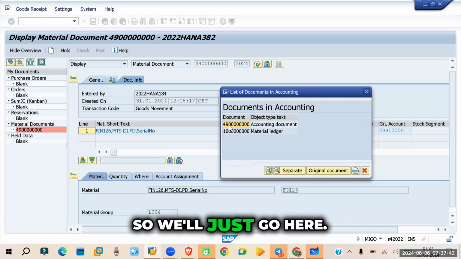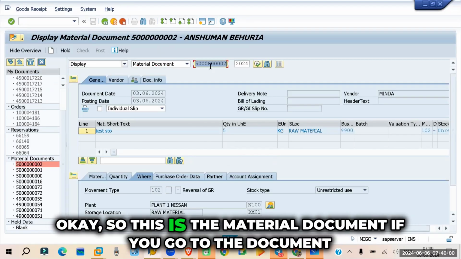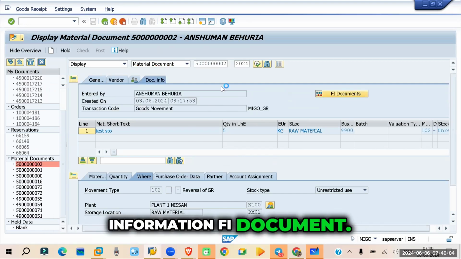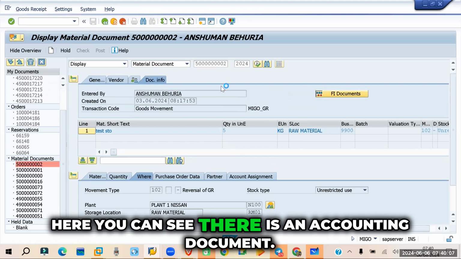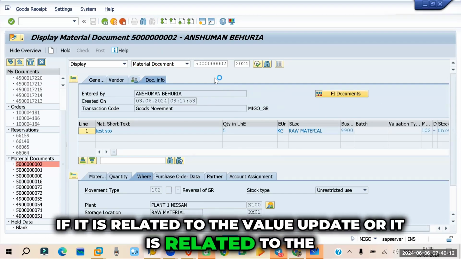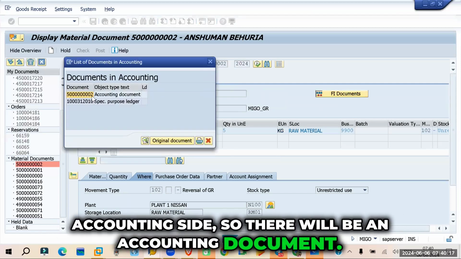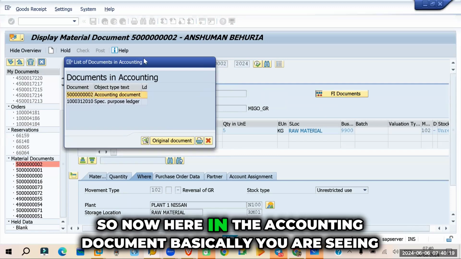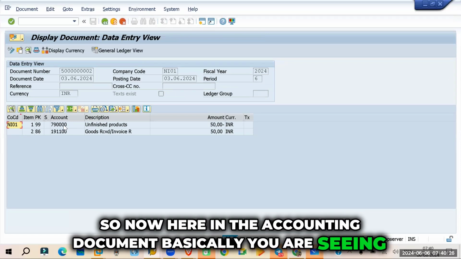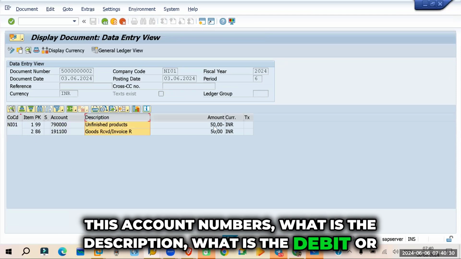We'll just go here. I want to show you one thing over here. This is the material document. If you go to the document information, FI document, here you can see there is an accounting document. If it is related to the value update or to the accounting side, there will be an accounting document. In the accounting document, you are seeing the account numbers, the description, and whether it is debit or credit.